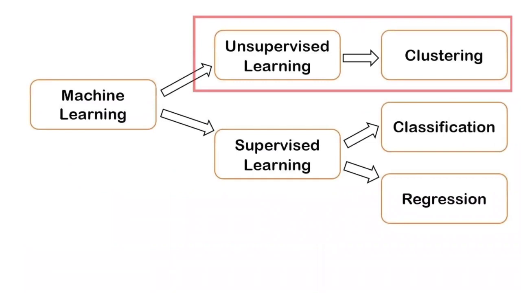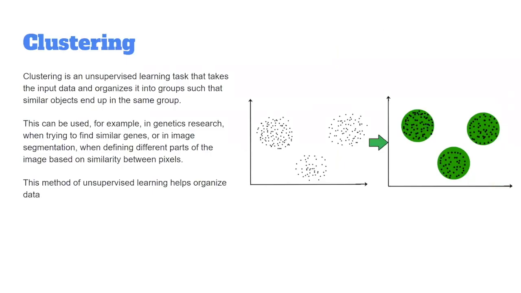Okay. Unsupervised learning, which is just clustering. We did mainly focus on supervised learning today. So in unsupervised learning, we're going to be focusing on this section, which is just clustering. Clustering is an unsupervised learning task that takes the input data and organizes it into groups such that similar objects end up in the same group.